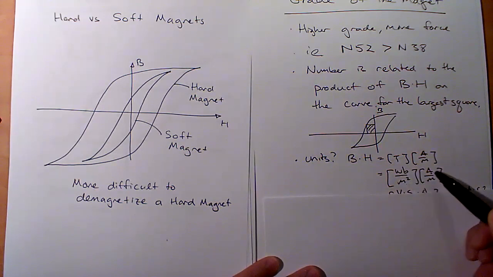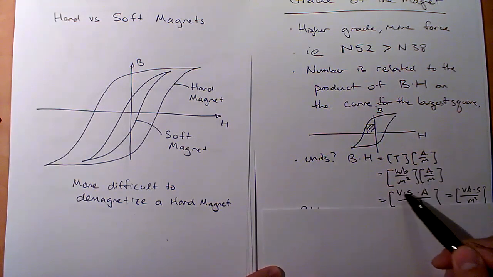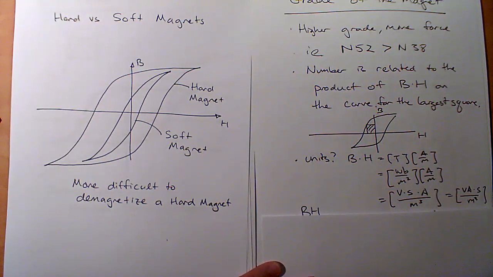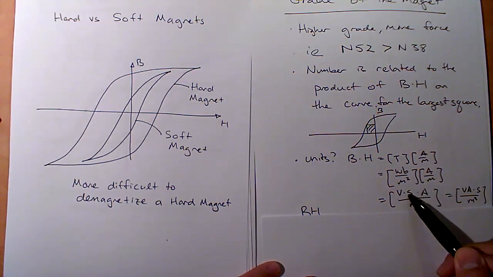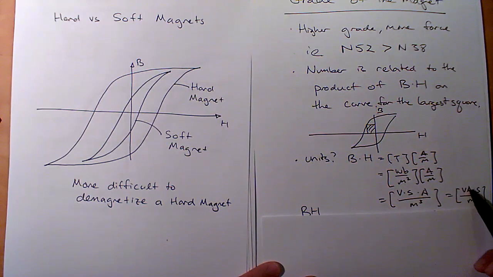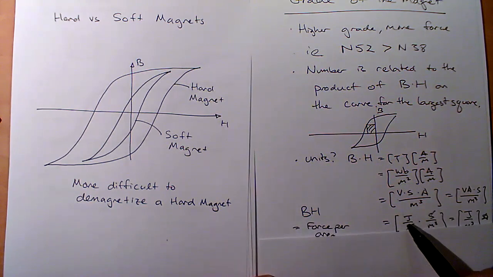Flux per area, yep. A Weber is a volt second, okay? And so we have a meter cubed on the bottom. So you have a volt second amp per meter cubed, okay? I can switch those, volt amp second. Well, what's a volt amp? We know what a volt amp is. That's power, right? So that's a joule per second.